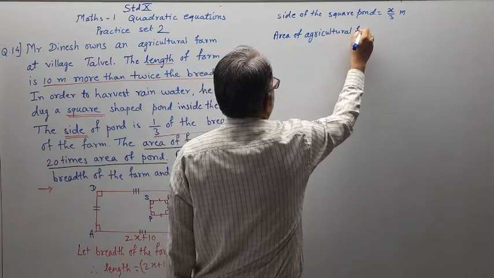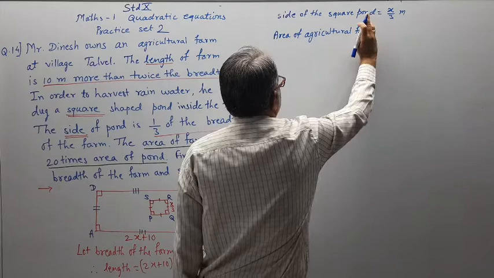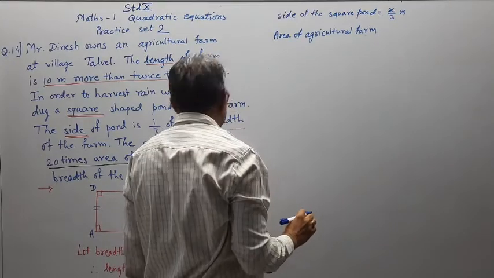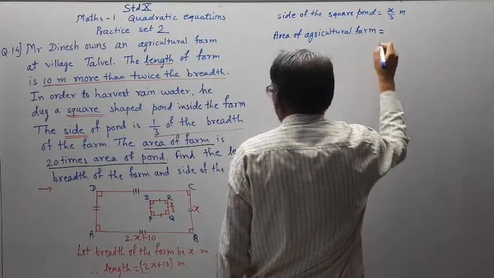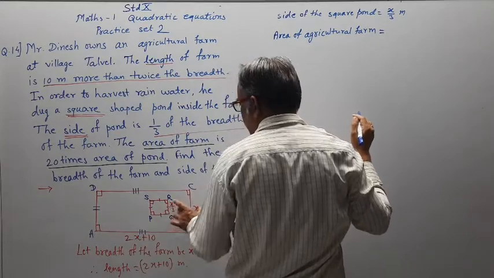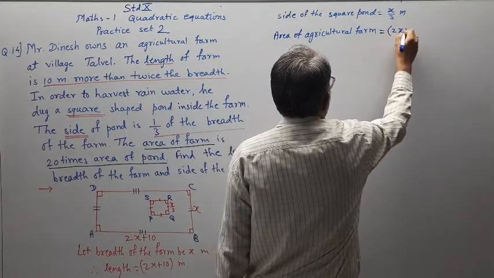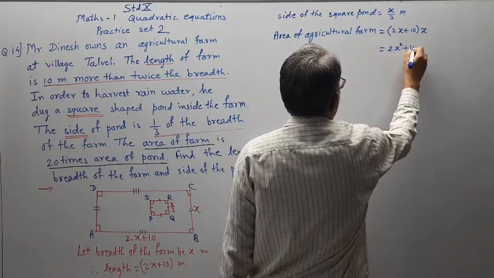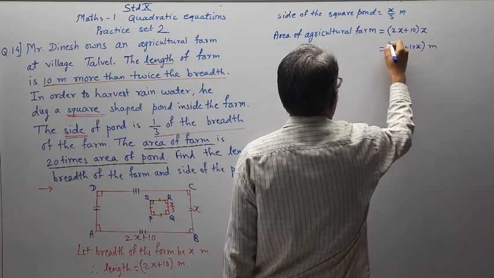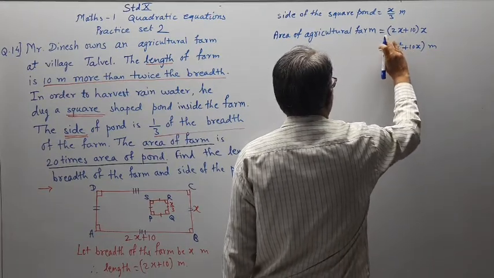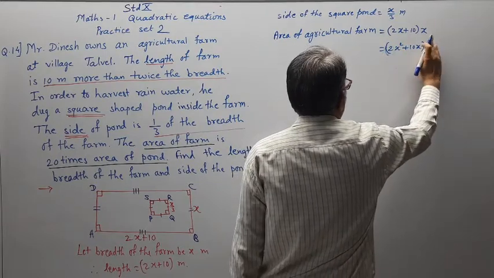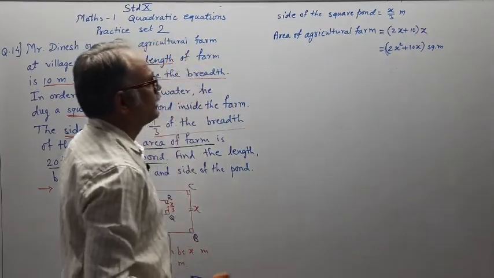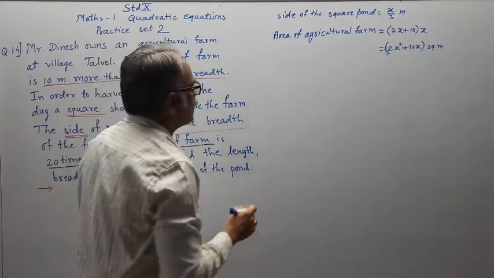It is one of the most lengthy questions. Therefore, step wise you have to pay attention. Area of the farm is equal to, all of us know it is a rectangle, so L into B, 2x plus 10 into x. It is 2x square plus 10x. Not meter, as it is area, square meter. SQM. Either you write m square or SQM. It is the area of the agricultural farm.